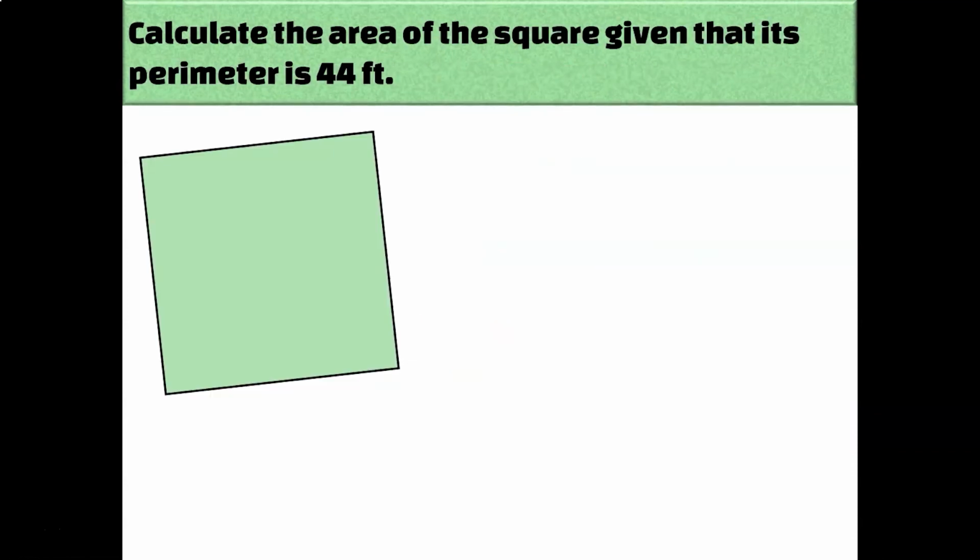On our last example for today, I'm telling you that the perimeter of this square is 44 feet, and I want you to tell me what the area is. Well, what's the formula for the perimeter of a square? It's just perimeter equals side plus side plus side plus side. And I don't know what the sides are, but I do know that the perimeter is 44, so I can put 44 into P in this formula.